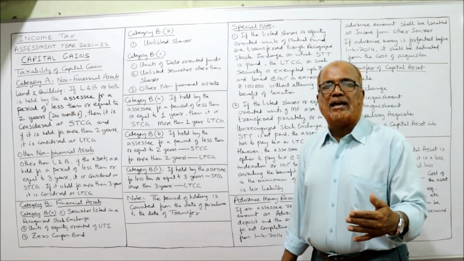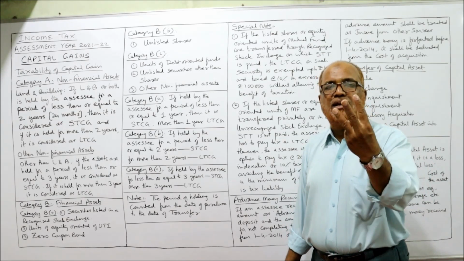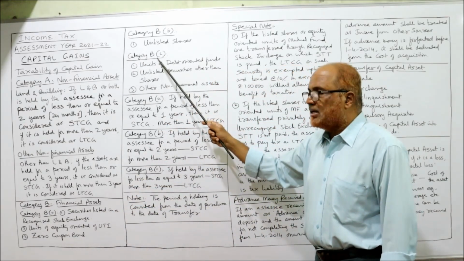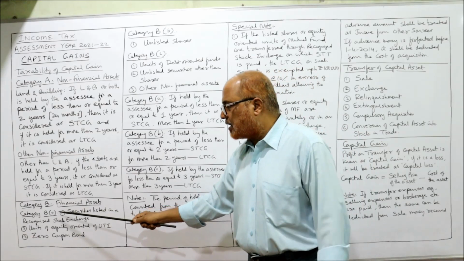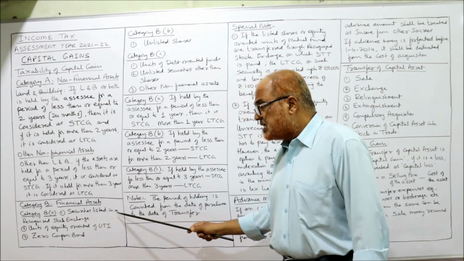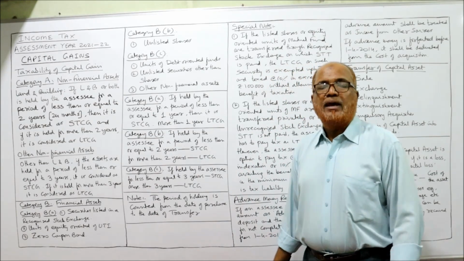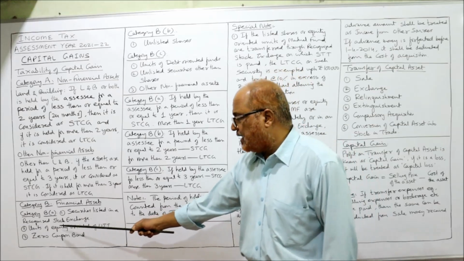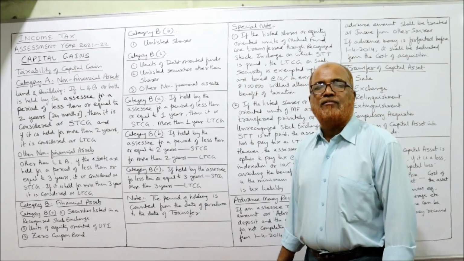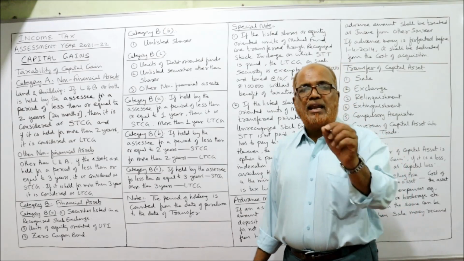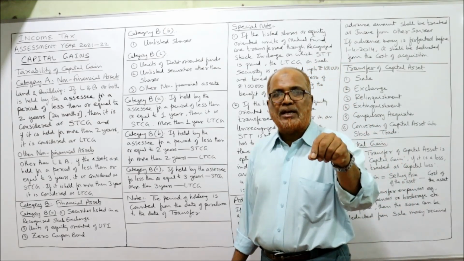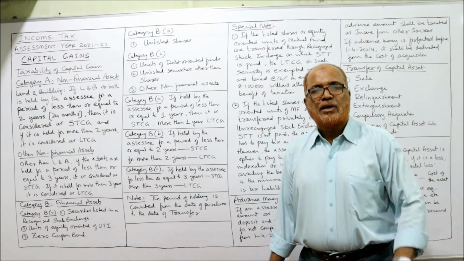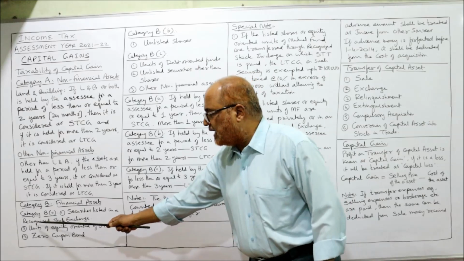For the sake of understanding, we divide the financial assets into 3 categories: BA, BB, and BC. What are the assets that will come under BA? First, securities listed in a recognized stock exchange. Secondly, units of equity oriented funds of UTI or any other mutual fund. Third, zero coupon bonds. So these 3 assets will come under BA.